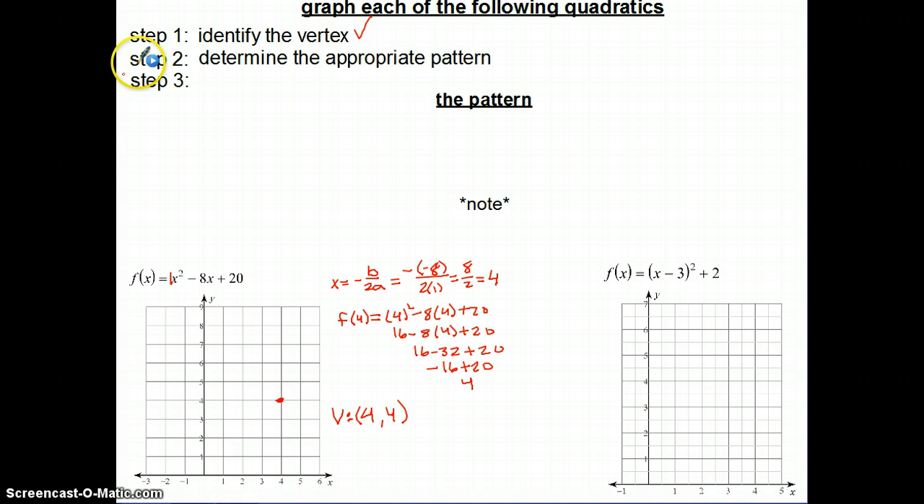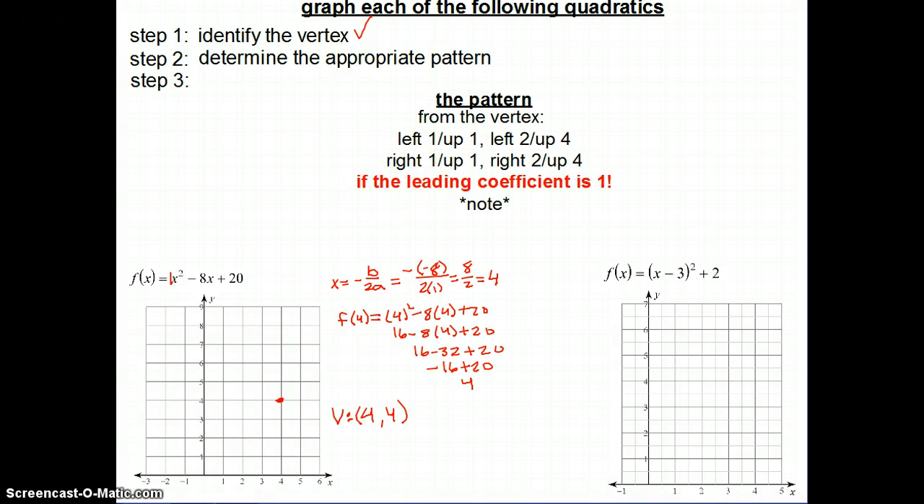Now step 2. We're going to determine the appropriate pattern. In our previous video, I introduced you to the pattern that we use when our coefficient is just 1 in front of the x squared. If the coefficient is just 1, your pattern is as follows. From your vertex, we go left 1 unit and up 1. So left 1, up 1, here's my point, and then I go left 2, up 4.